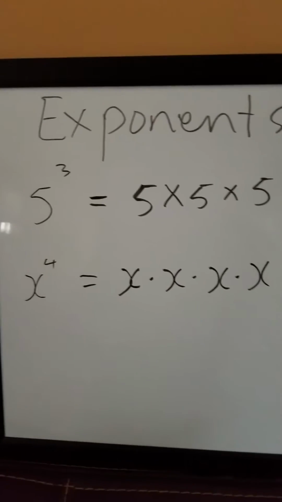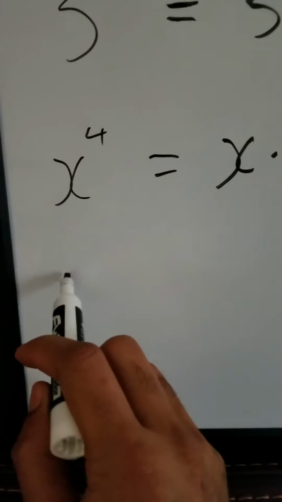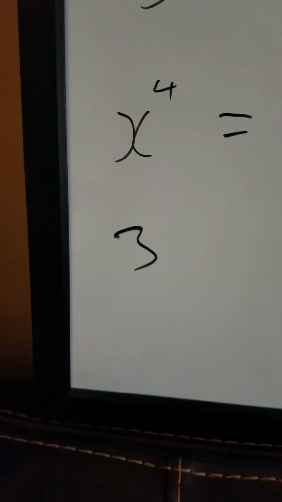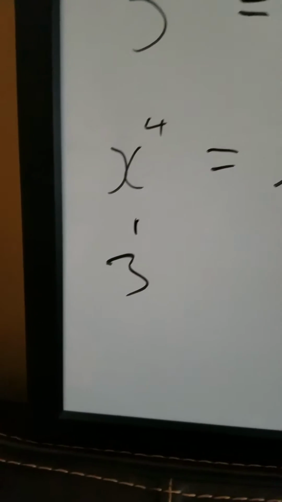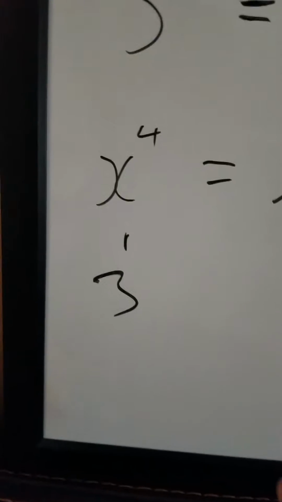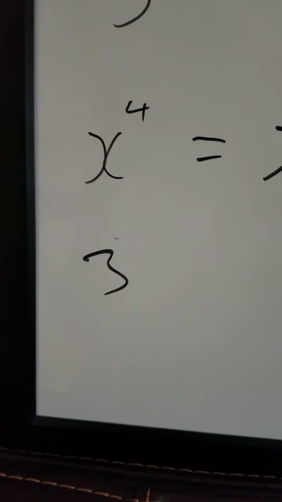Other key things to note about exponents: any number that you see by itself means it is raised to the 1st power, meaning we have only 1 copy of that number. Typically we do not put the 1, and so we just leave the number by itself.